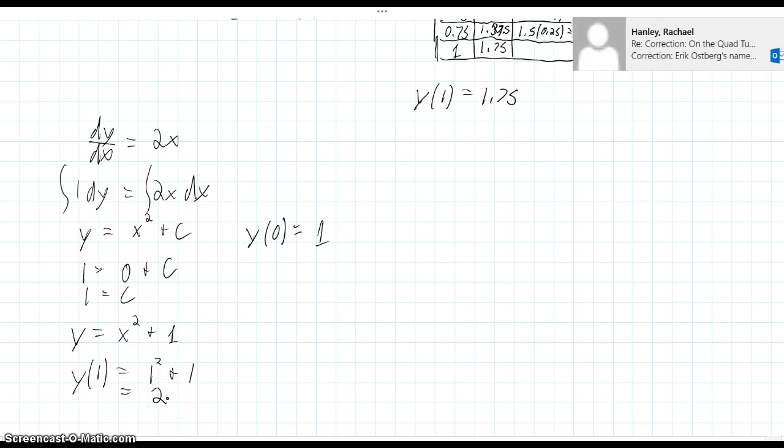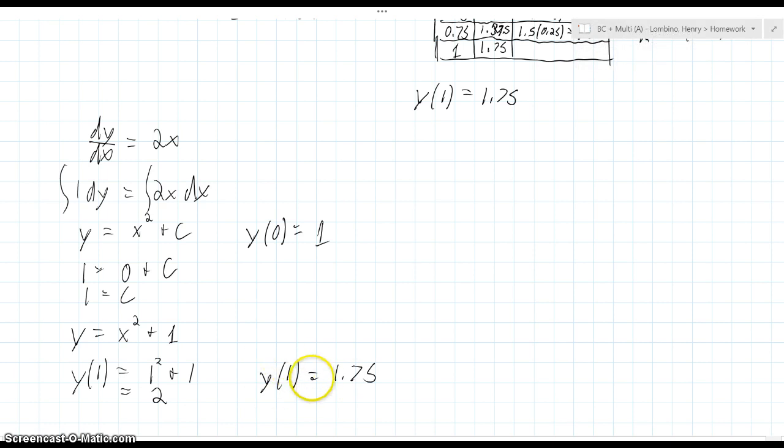So let's compare. So now we have our two answers. We have our two different answers. We have our actual answer, and we have our estimated answer. And you can see they're different, but.